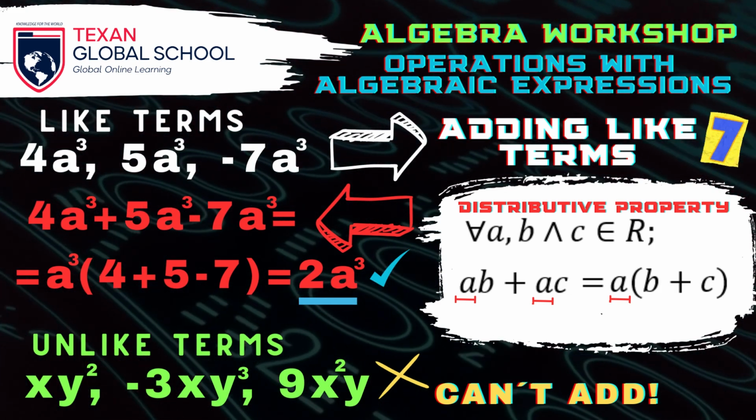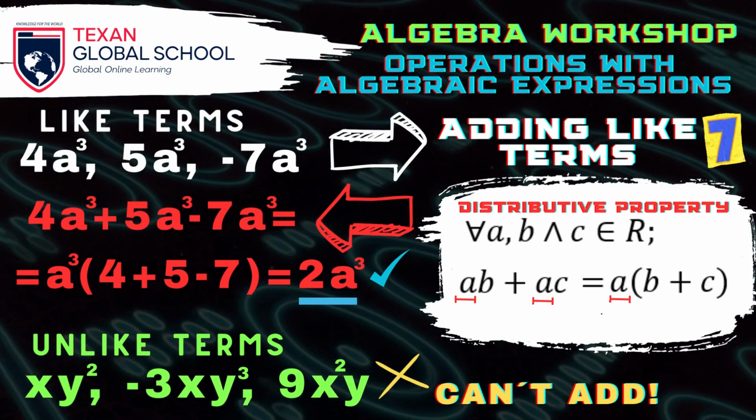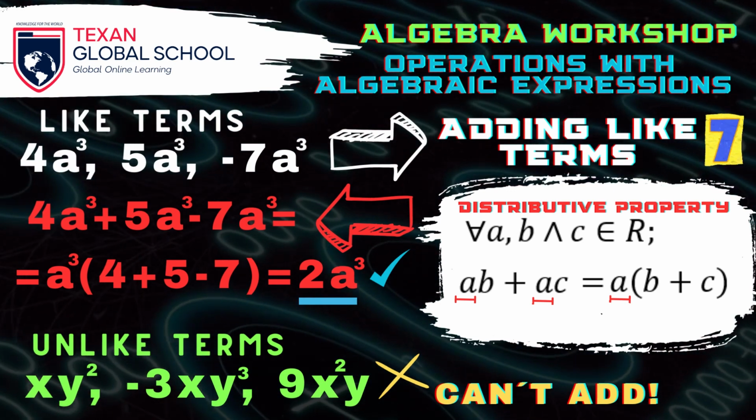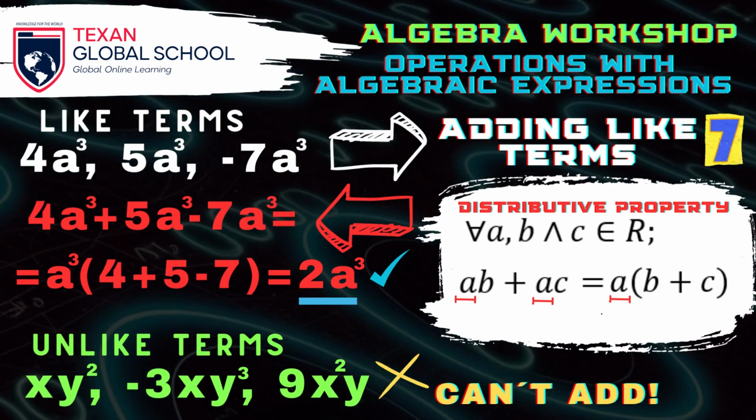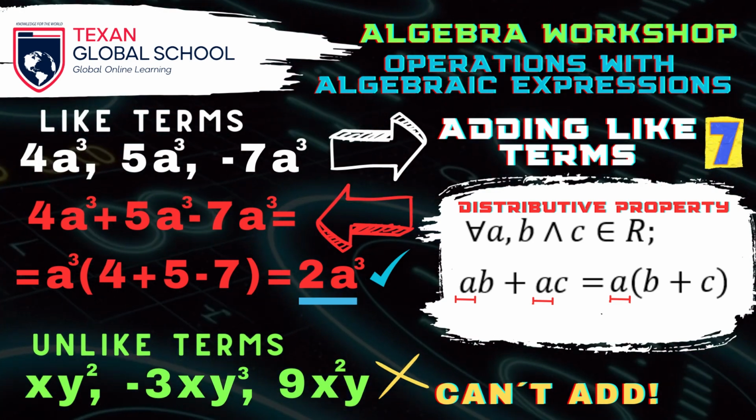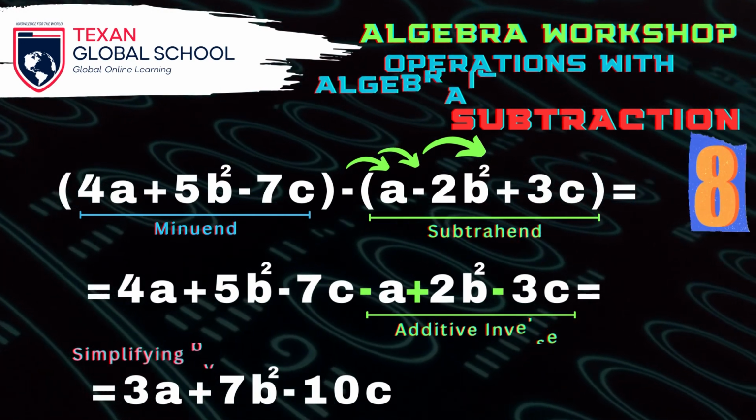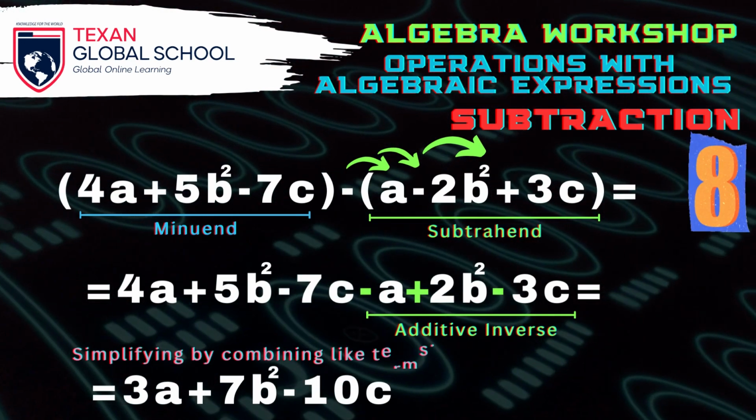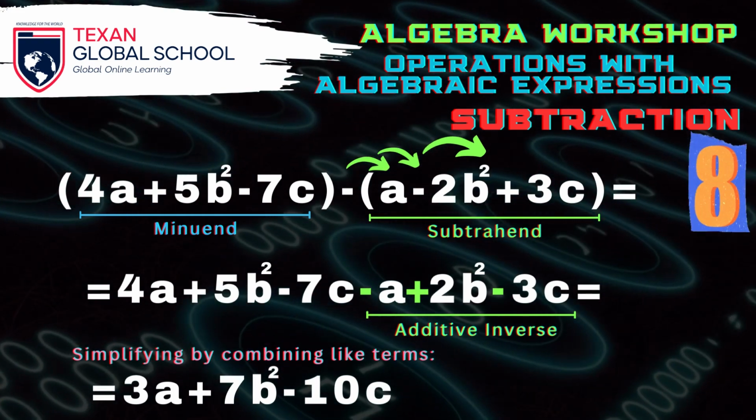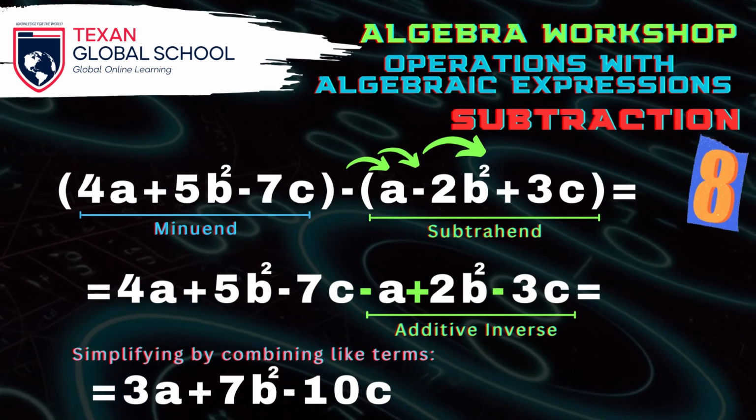First, addition. We have to identify like terms, those that have literal factors with identical exponents. These elements of algebraic expressions can be added with the distributive property of multiplication. Unlike terms cannot be added. The other operation is subtraction. Subtracting algebraic expressions implies identifying minuend and subtrahend. Then, obtain the additive inverse of the subtrahend, so that like terms can be added.